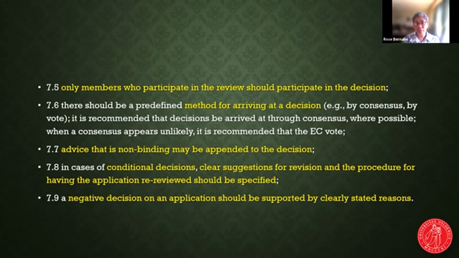Ethics committees in the decision-making process might also provide advice that is non-binding, and also they might come up with what we call conditional decisions. That is, we will approve this if, right? This means the ethics committee should provide clear suggestions for revision and the procedure for having the application re-reviewed. So these should be clearly specified. And in the event of a negative decision, such a negative decision should be supported by clearly stated reasons.